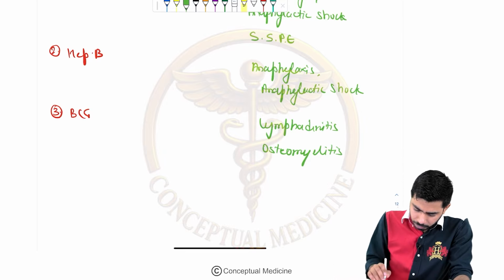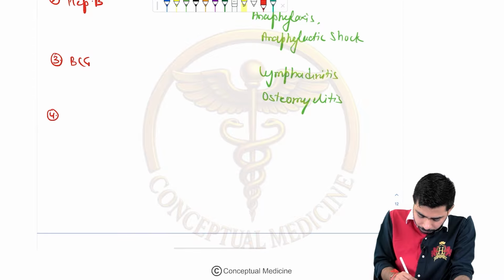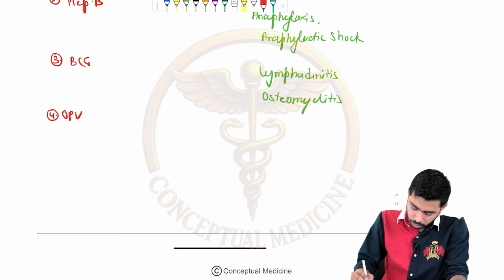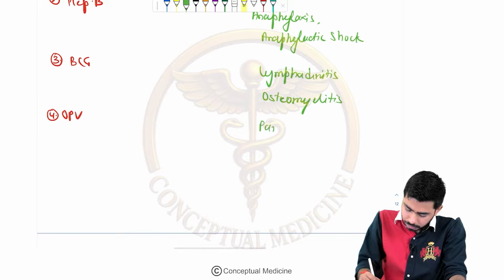Then we shall talk about the next one, the OPV, oral polio vaccine. Oral polio vaccine might cause paralysis in some patients.